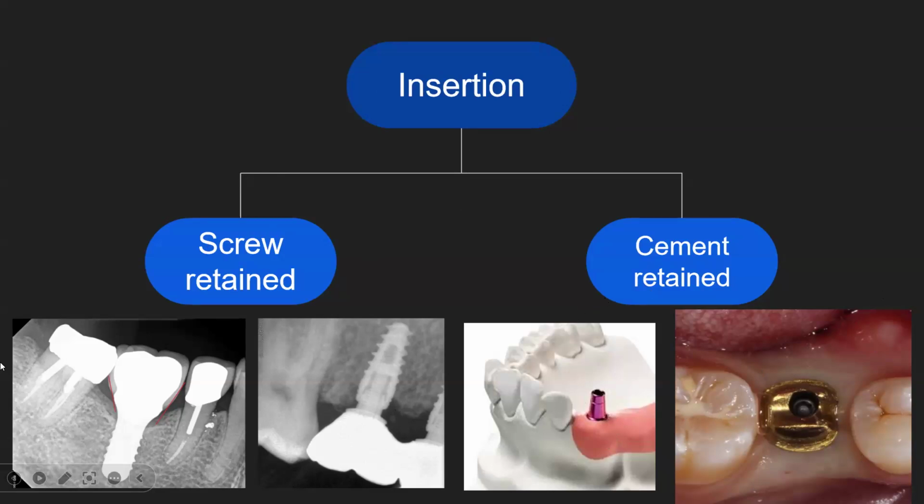To sum up what we have, with the screw retained restoration, the issue is always about passivity and the path of insertion of the restoration. With the cement retained, we have problems during insertion, which is the issue of peri-implant cementitis or the issue of loose crowns.